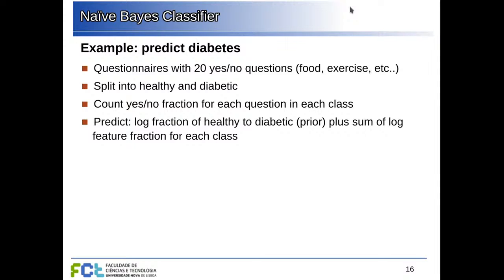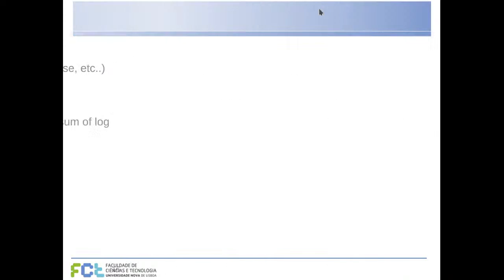So now for the prediction, we just use the logarithms of the fractions, we add the logarithms of the fractions, we use also the prior, which is the proportion of diabetic or healthy people in our sample, and this allows us to find the class that has the largest value for these probabilities.